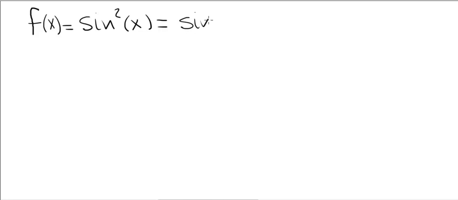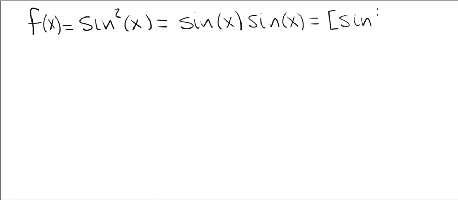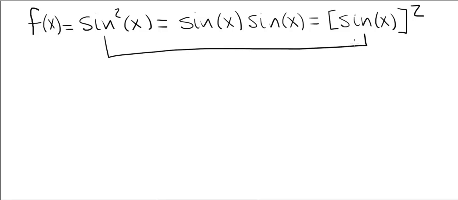We're going to use the definition of the derivative to differentiate f of x equals sine squared of x. Now, sine squared of x is just sine of x times sine of x, which we can also write as sine of x squared. So we'll use these two notations interchangeably in this problem.